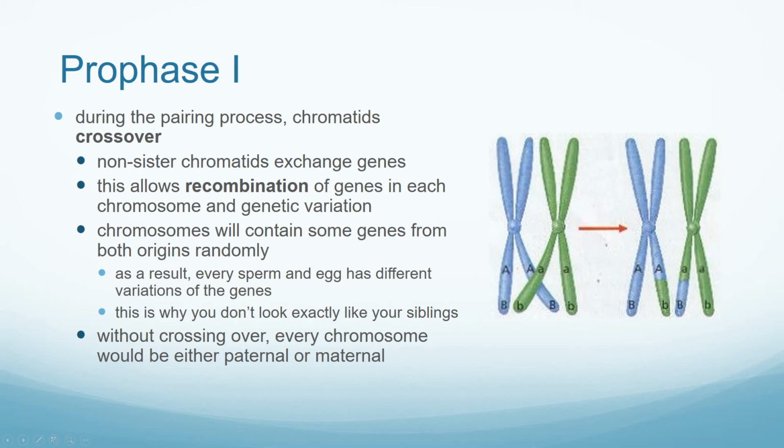Okay, so chromosomes will contain some genes from both origins, and this happens randomly. And as a result, every sperm and egg has a little bit of different variations of the gene. And that's why you and your siblings will not look exactly alike. Because if this crossover does not happen, that means every chromosome from the genes that are coming together from the mom and the dad will look exactly the same. Now, without crossing over, every chromosome would be either paternal or maternal.